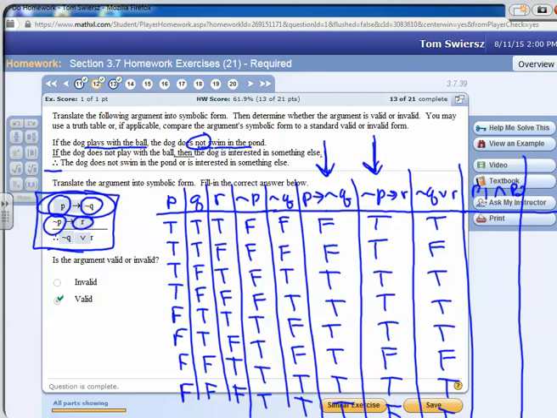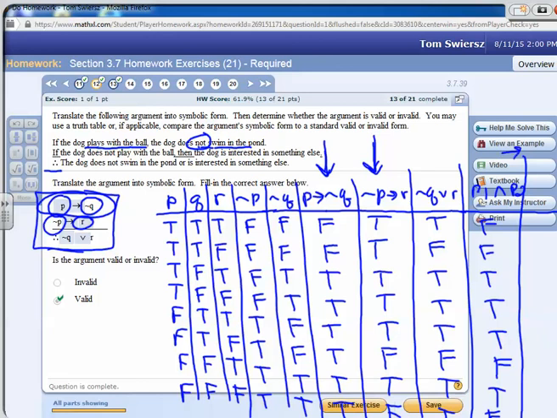False and true is false. False and true is false. True and true is true. True and true is true. True and true is true. True and false is false. True and true is true. True and false is false. Okay, that's a false. And finally, the final thing we're going to do is premise number 1 and premise number 2.